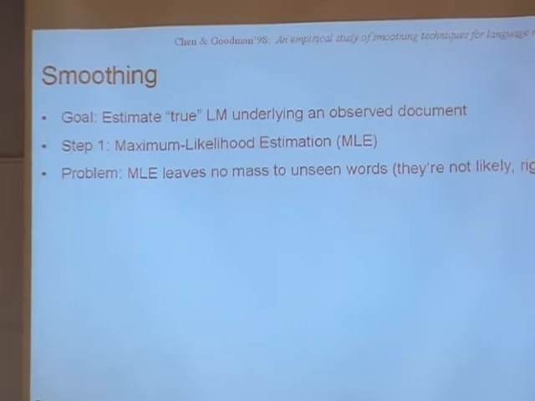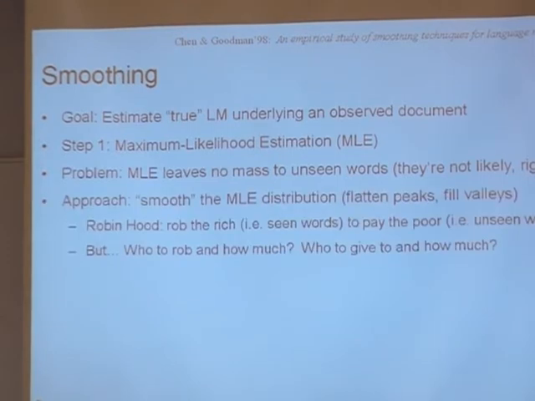Well, the problem is that this document is just a sample from this underlying distribution. There's other possible documents if we took other samples. So how can we account for this bias in maximum likelihood? The approach is to smooth the maximum likelihood distribution. Like Robin Hood, we're going to steal mass away from the rich, take mass away from the seen words, and give it to the unseen words.